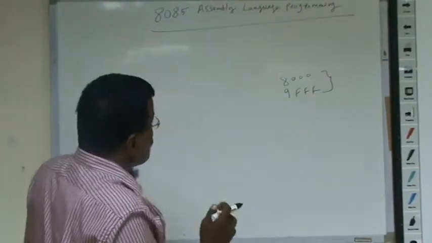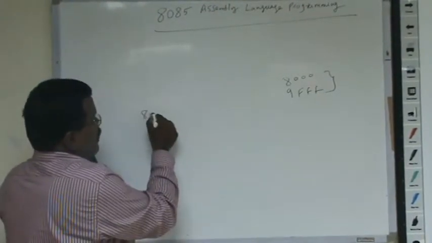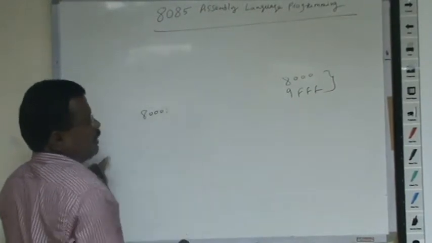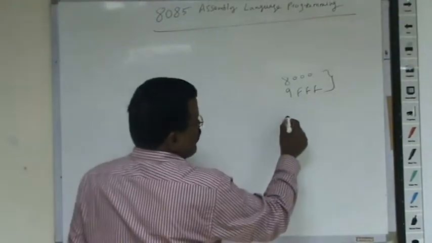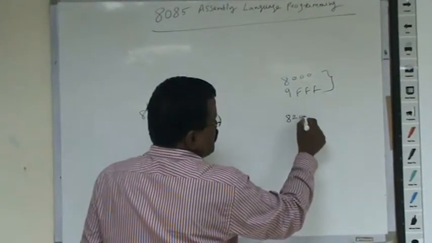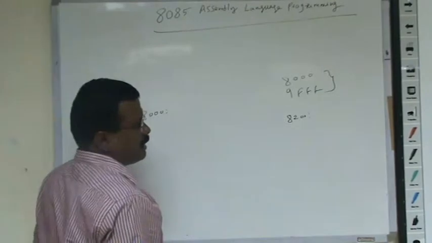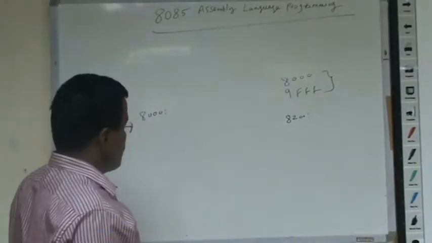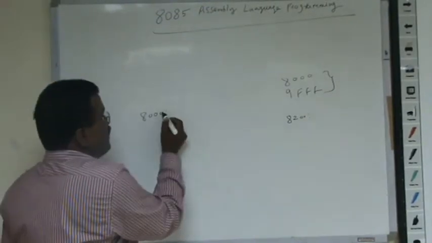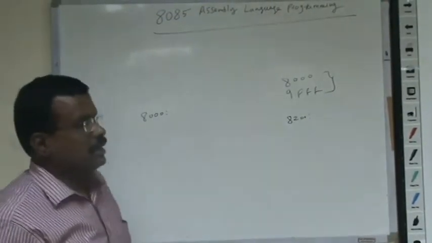Now the main program you can start writing from 8000. Always we have to store the data in some other memory location. For example, at the memory location 8200 we can store the data, and the results can be stored in some other memory location. Normally it is not a good practice to feed the data within the program area.